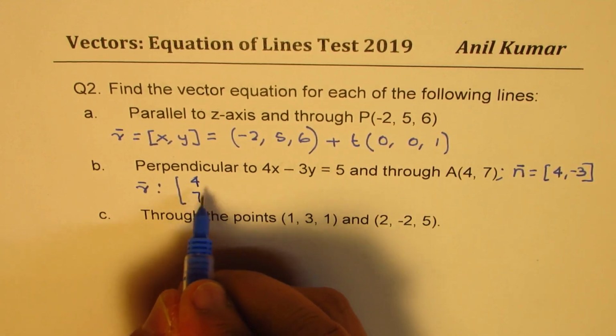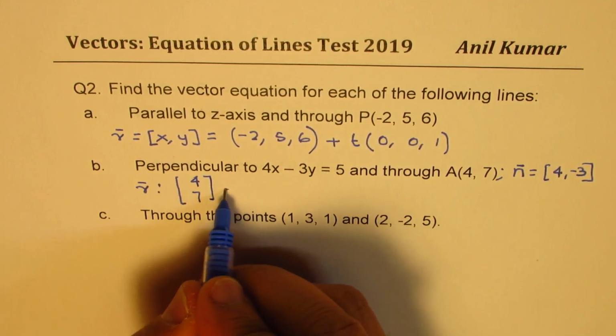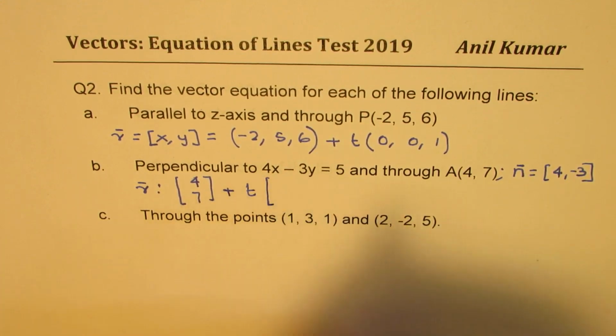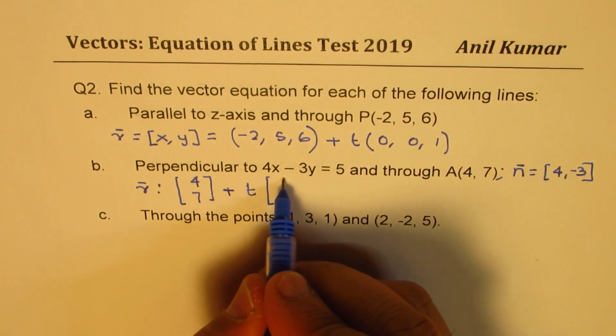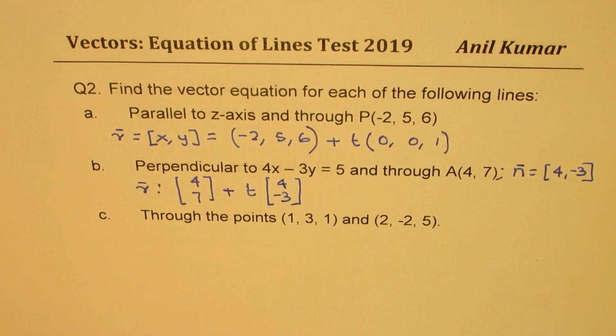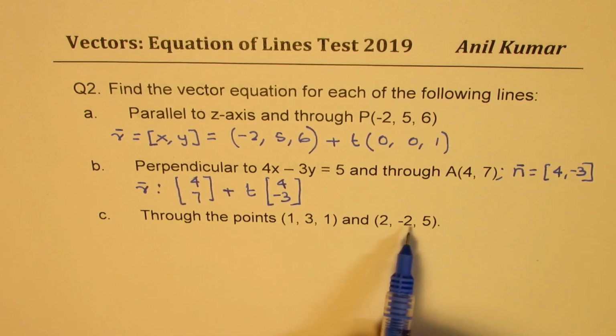So (4, 7) plus t times any parameter could be used, right, for perpendicular. So we use the normal vector as such, (4, -3). Clear? Part C is through the point this.